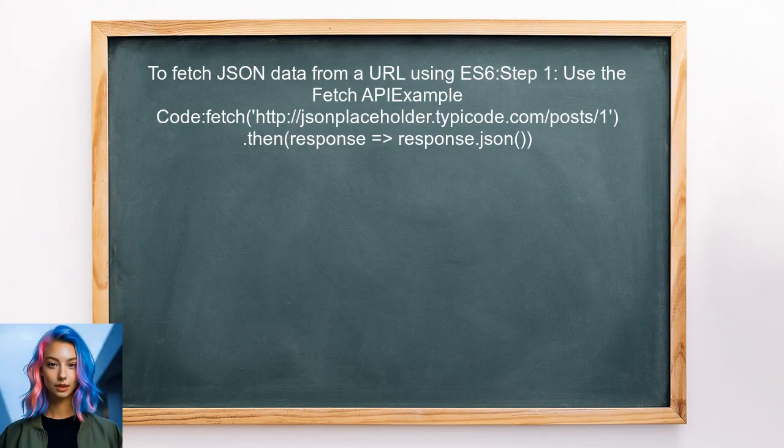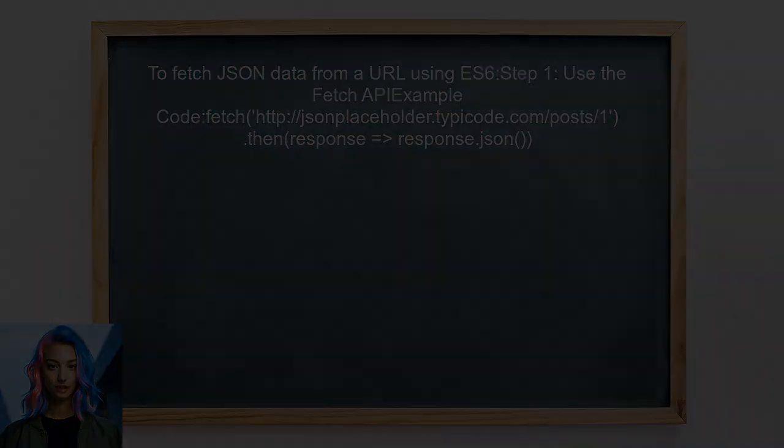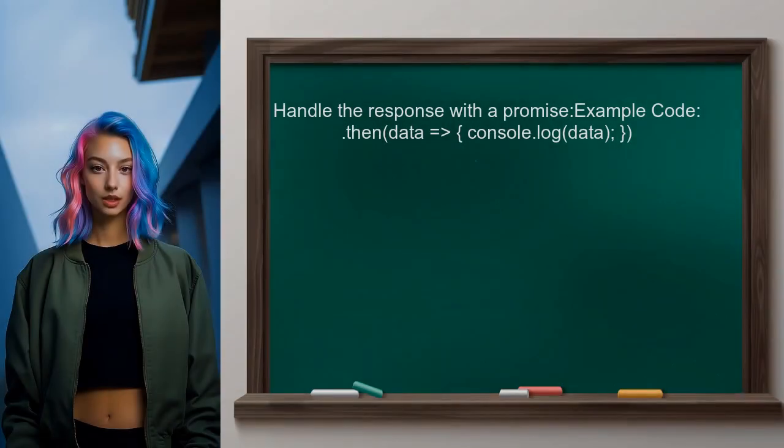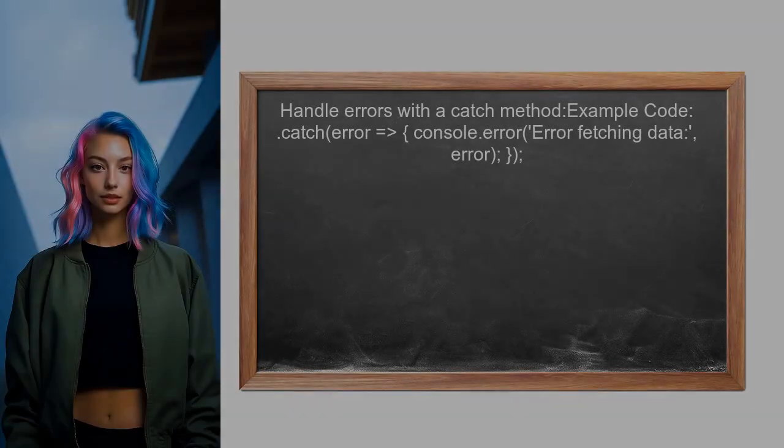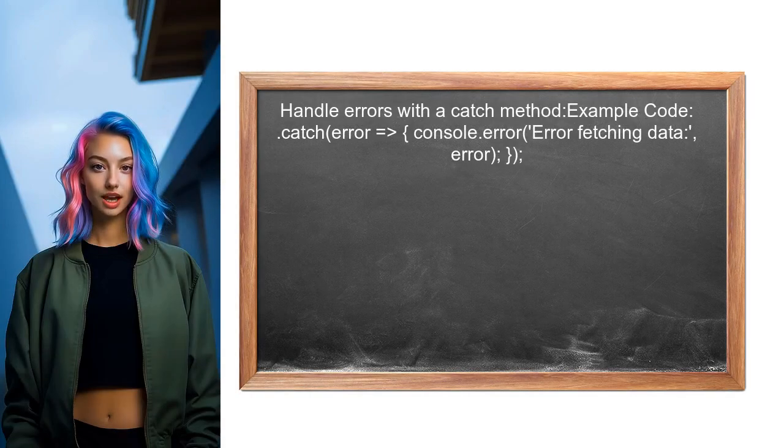To fetch JSON data from a URL using ES6, the user can utilize the Fetch API. This modern approach simplifies the process of making network requests. Next, the user should handle the response. The Fetch API returns a promise, so the user can use the then method to process the data once it is received. If the user wants to handle errors, they can add a catch method to the promise chain. This will allow them to manage any issues that arise during the fetch operation.